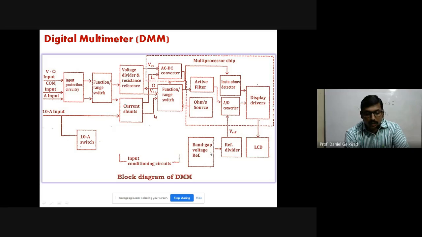Now we have the band gap voltage reference. Reference voltage or reference divider is given to the A to D, and that will be processed. Reference voltage is always given to the A to D because the analog signal, suppose 1, 2, 3, 4, or 5, will be converted into digital form.